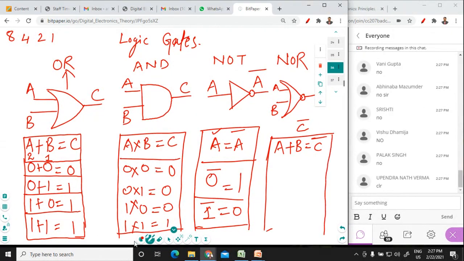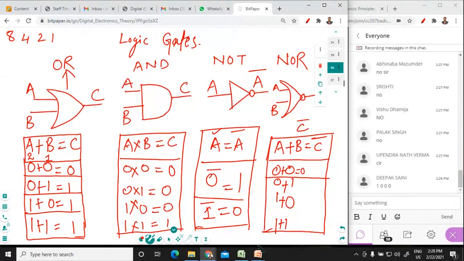To the next part. In this particular NOR operation, you have to take the two inputs. Either your input should be 0, 0, 0, 1, 1, 0, or 1, 1. Okay. You have to perform the addition part first. 0 plus 0 is 0. Then you have to take the complement of this 0. So what is the complement of this 0? Complement is 1. Then again 0 plus 1, your output is 1. Then again take the complement. It is giving you 0 as output.